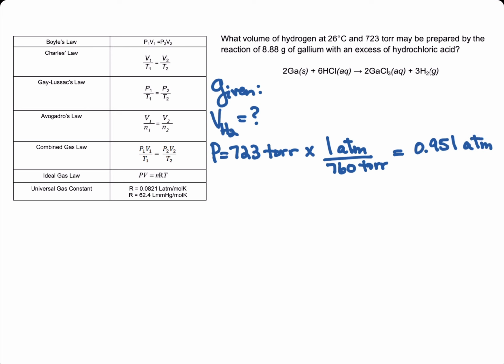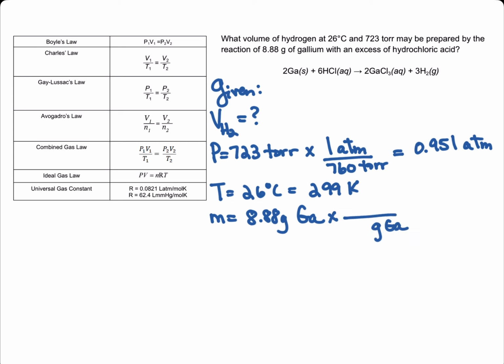And they give us temperature, and that equals 299 Kelvin. And they don't give us n, but they give us the mass of Ga, 8.88 grams Ga. So they're asking us about hydrogen, but they're giving us information about Ga. So we have to do a conversion to figure out the moles of hydrogen so that we can use this gas constant, this formula. So let's go ahead and do that.